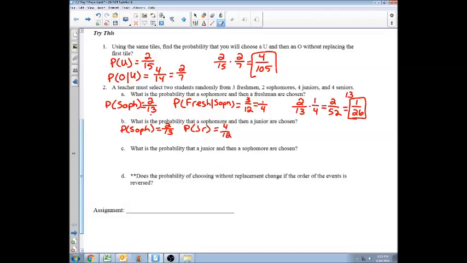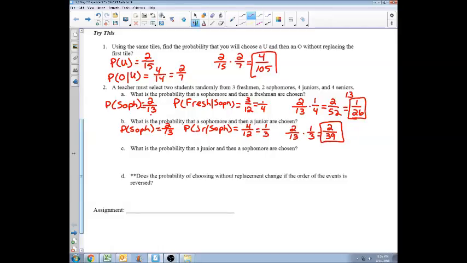I'm sorry, that is the probability of a junior given a sophomore has been chosen. So there were originally 13 students, now there are only 12. There are 4 juniors. That would simplify into 1 out of 3. So in order to find out a sophomore and then a junior without replacement, it would be 2 out of 13 times 1 out of 3. So it would be 2 out of 39.